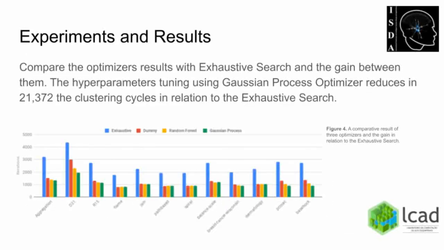The first experiment evaluates the optimizer impact on clustering cycles reduction during the hyperparameter study. The results include the Gaussian process with a 58% reduction in clustering cycles, followed by Forest with 56% and Dummy with 51% gain. This difference means a reduction of 14,000 clustering tests, less than exhaustive search.